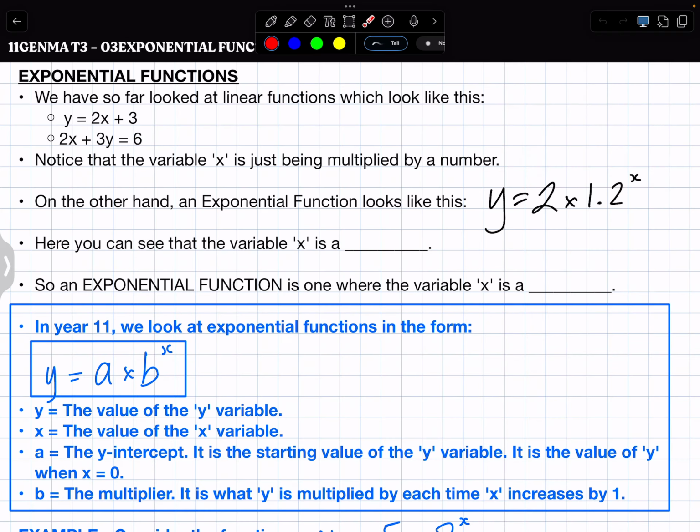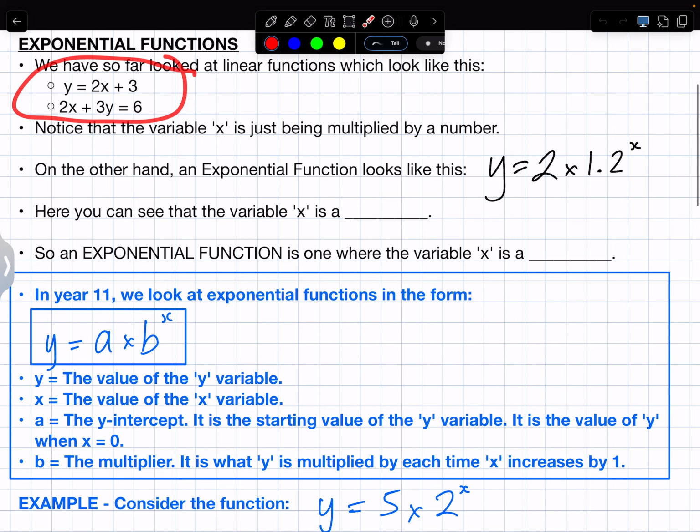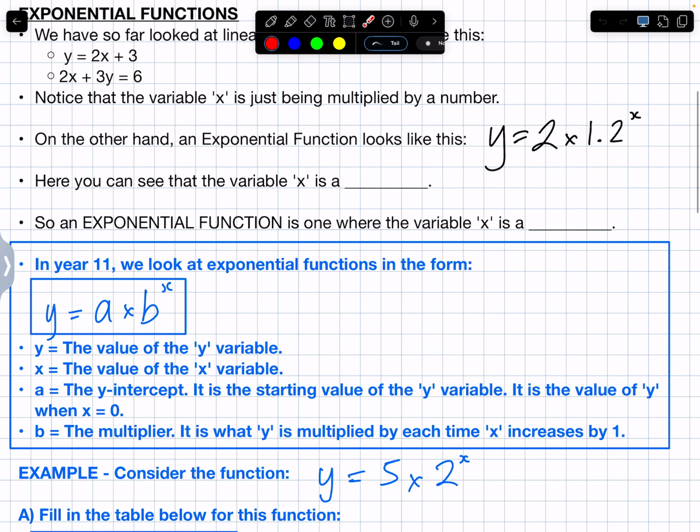Everything that we've done so far has been linear. So these are linear. What do you notice is being done with x? You're multiplying by x. What makes an exponential? What is x doing here?